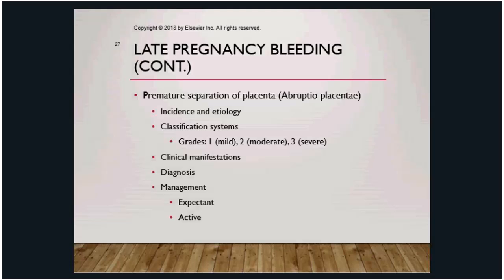Premature separation of the placenta, or abruptio placentae, incidence and etiology. It could be due to smoking, it could be due to cocaine use, it could be due to trauma. Classification symptoms include grades mild, moderate, and severe. Management would be expectant and active management.